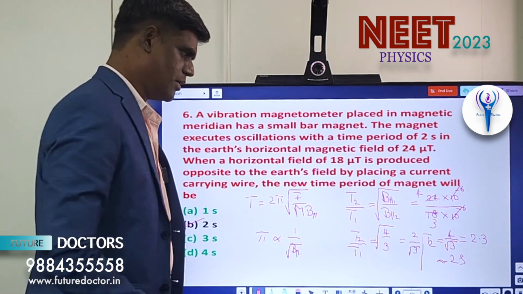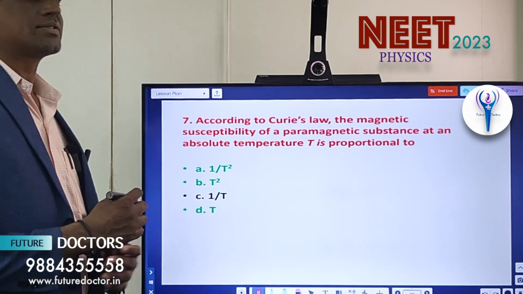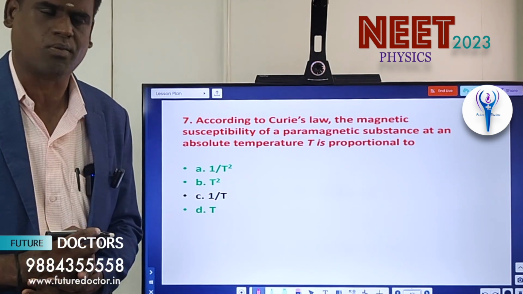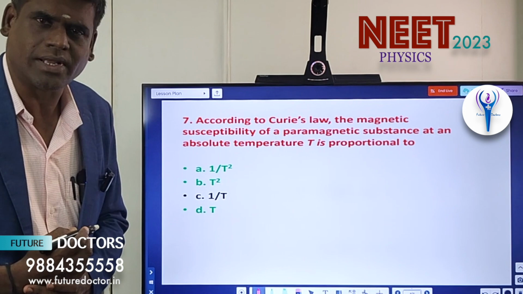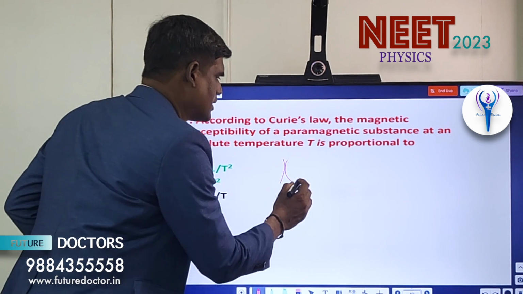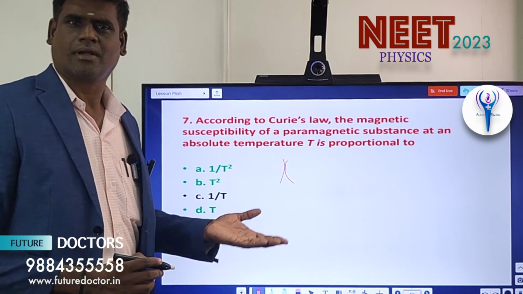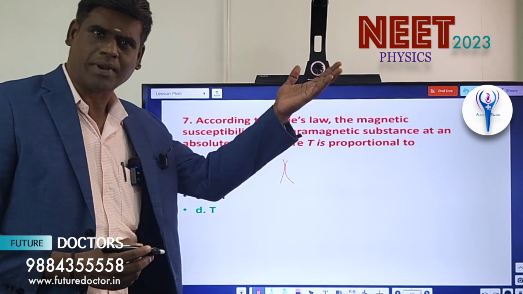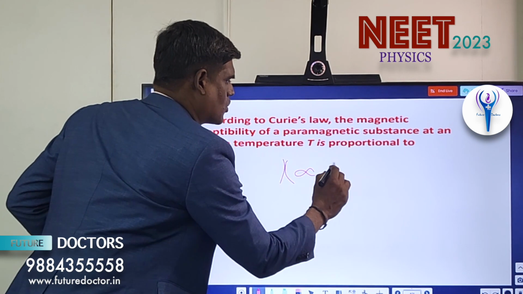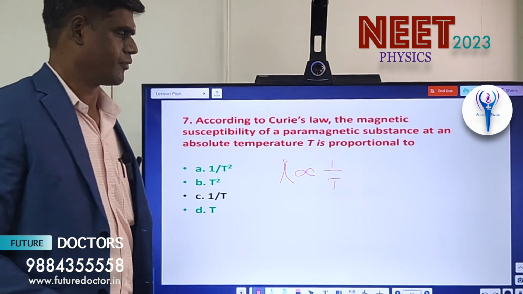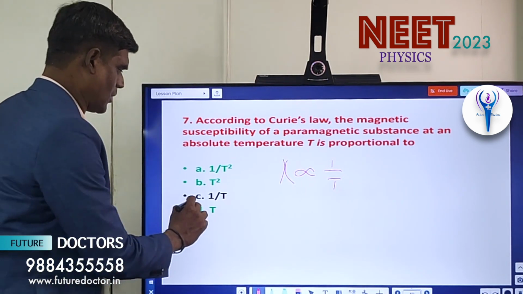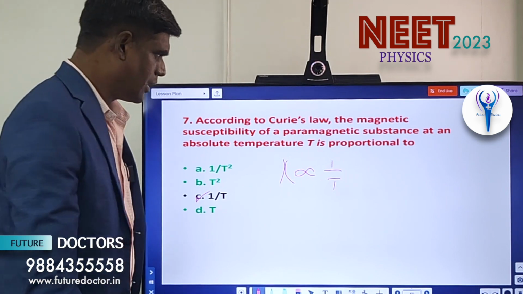Let's move to the last problem. According to Curie's law, the magnetic susceptibility of a paramagnetic substance at an absolute temperature T is proportional to dash. Susceptibility is denoted by the symbol chi. When temperature increases, chi decreases. When temperature decreases, chi value increases. So chi is inversely proportional to temperature T. Which option is correct? 1 by T. Option C, 1 by T is the correct answer.